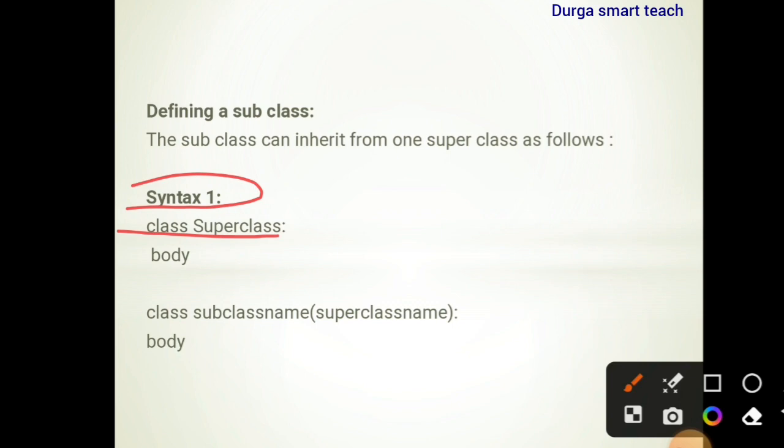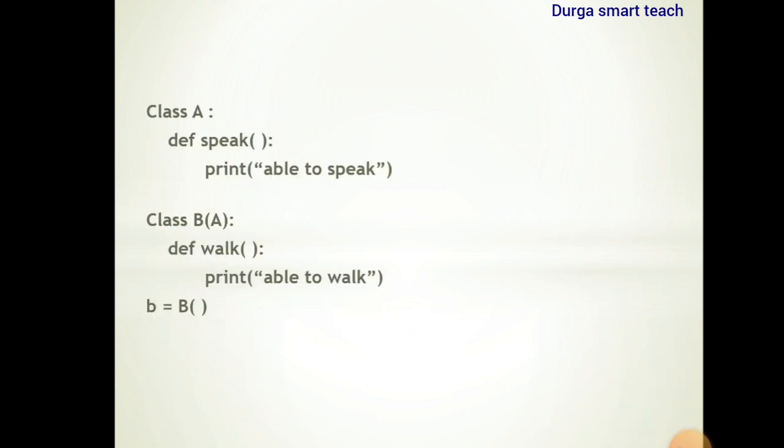Next, I want to define one subclass which is derived from the superclass. So that's why subclass name of superclass name. Now the subclass can access all the body of the superclass. Whatever the superclass contains, those functions and variables can be accessed by the subclass, because it is a child class of this class. Okay, so let's see one example.